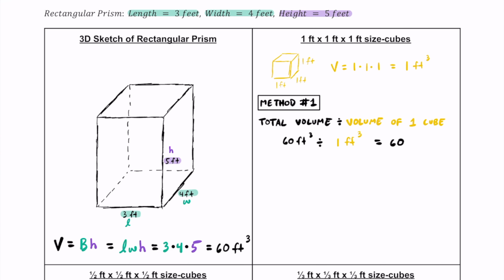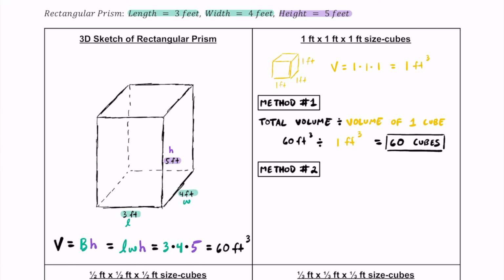And then feet cubed divided by feet cubed are going to cancel out. So there are going to be 60 of these little cubes. So taking the total volume of the rectangular prism and dividing it by the volume of one of these cubes, we get how many of these 1 by 1 by 1 cubes fit inside here.